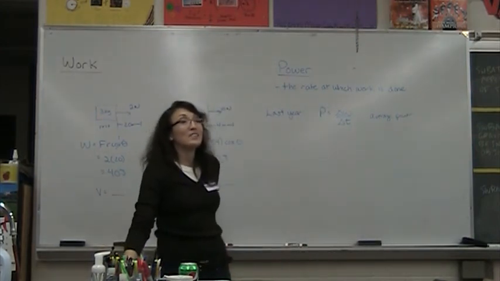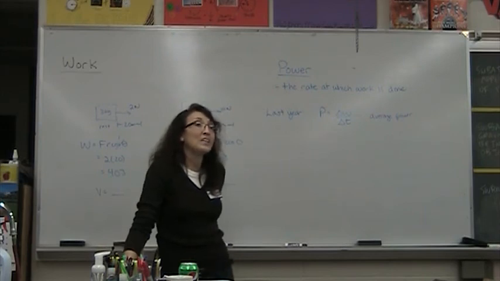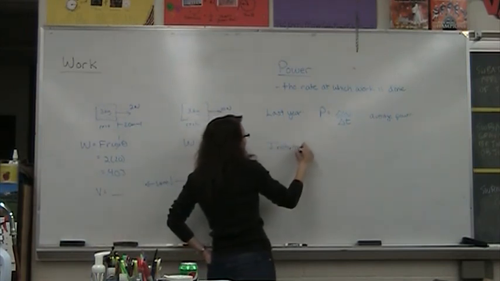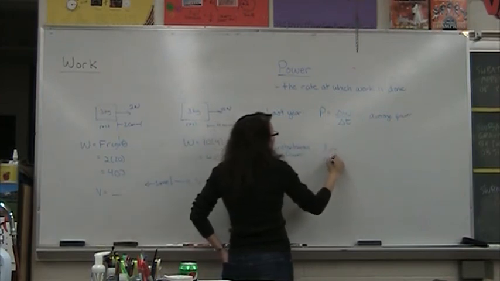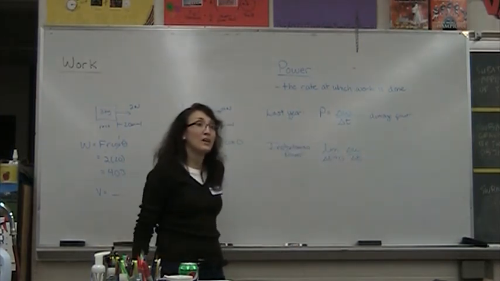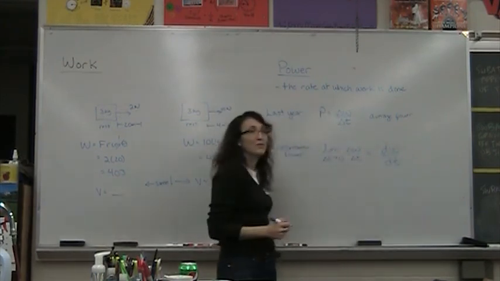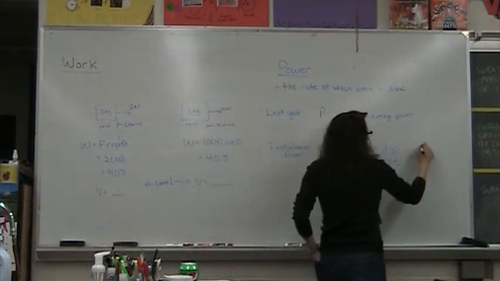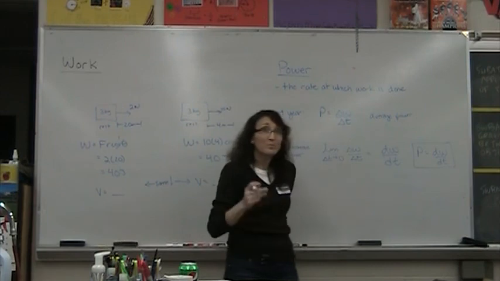So if we want to find the instantaneous power at any point in time, how big does delta t have to be? Tiny, tiny, tiny. So if we want to find instantaneous power, we basically have to take the limit as delta t goes to 0 of delta W over delta t. And what is that limit going to give us? The derivative of work with respect to time. So power is just the derivative of work with respect to time.